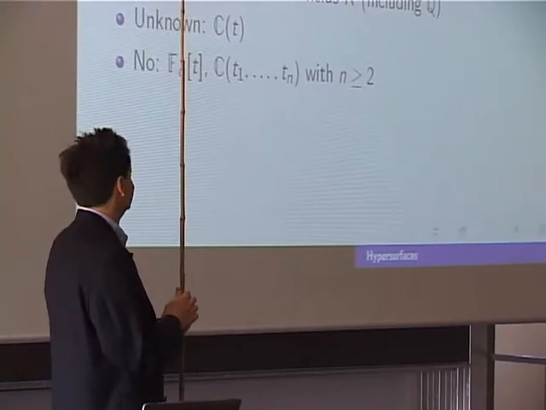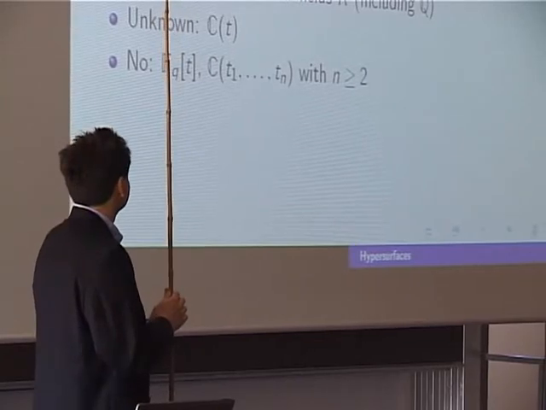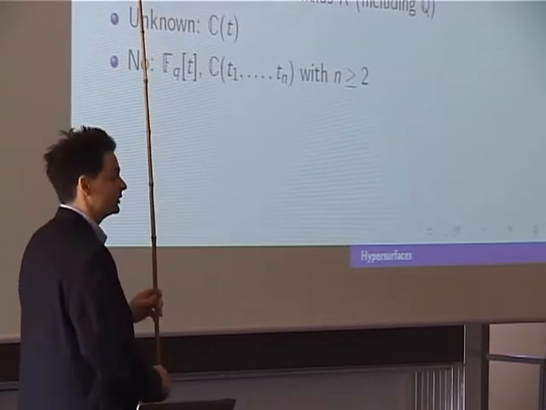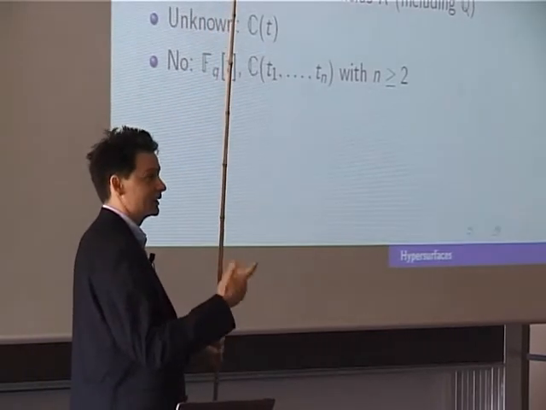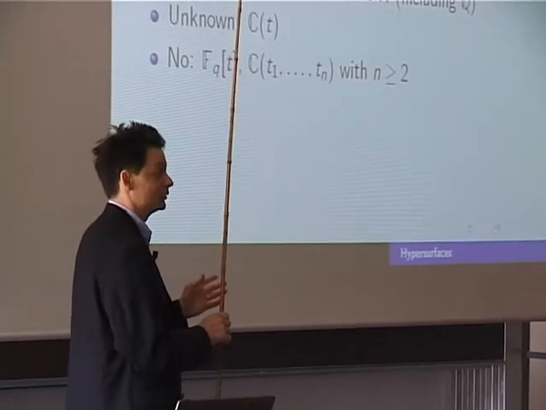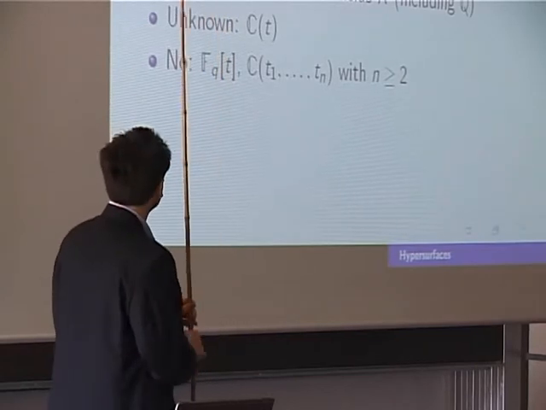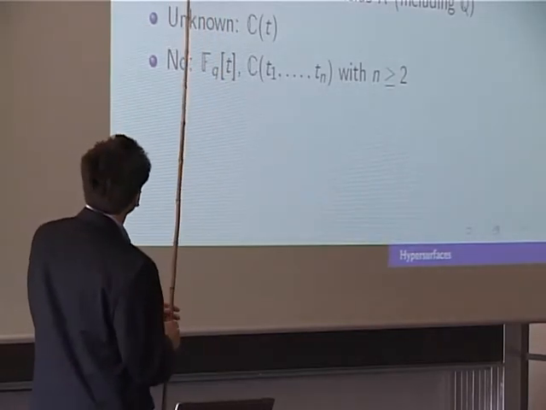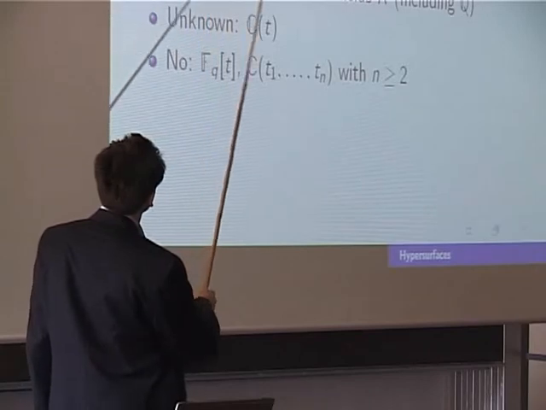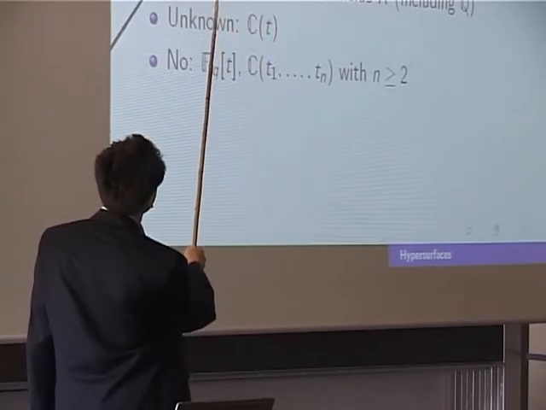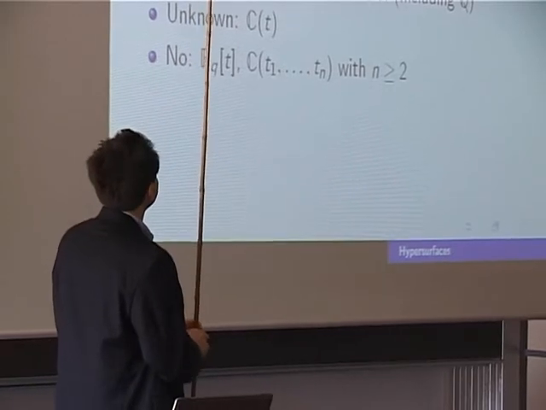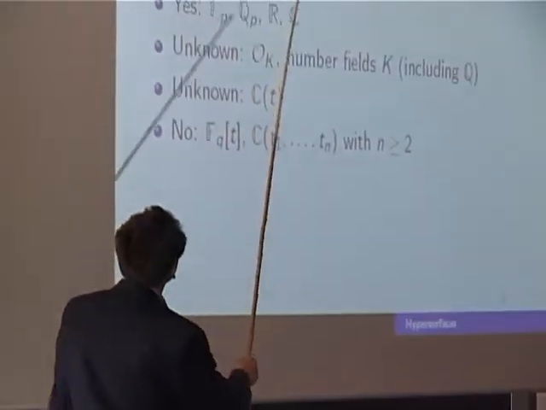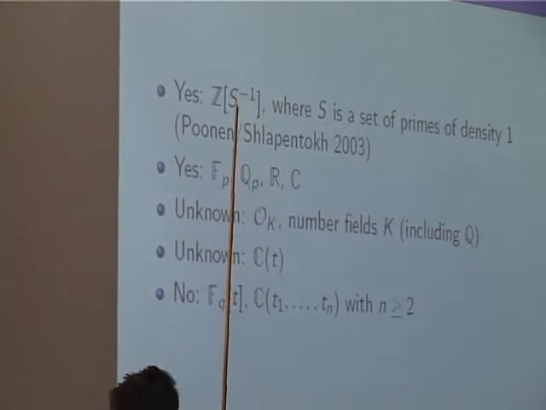And most of the progress has in fact been achieved by looking at very concrete algebraic geometric objects like elliptic curves over different rings and fields. So here are some results, like Bjorn Poonen and Shlapentokh proved that, in fact, you can invert almost all primes. Well, you can invert a set of primes of density 1.